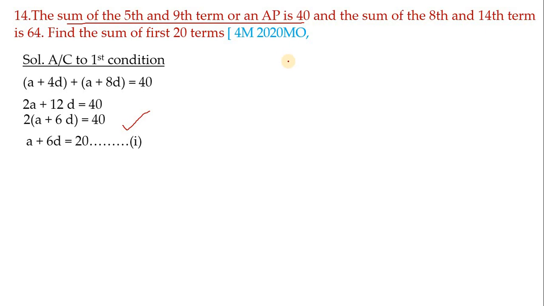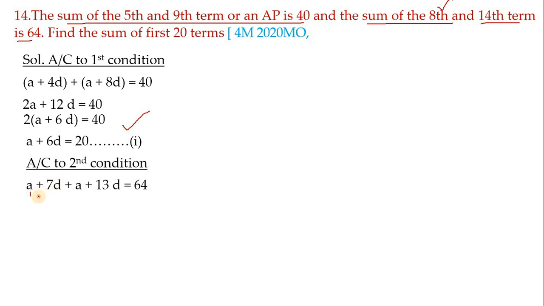Similarly, by using the second condition, frame another equation. What is the second equation? Sum of the 8th term and 14th term. The 8th term you can write as a plus 7d, and the 14th term you can write as a plus 13d, equals 64. Next, add a plus a is 2a, 7d added to 13d, how much will you get? That is 20d. 64 as it is.